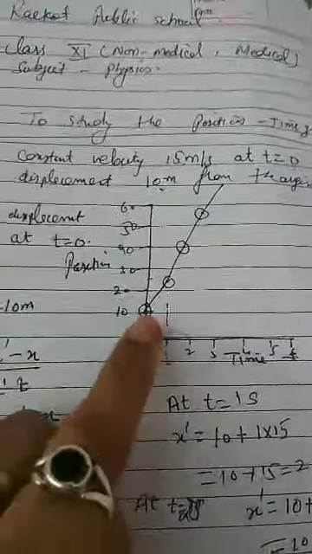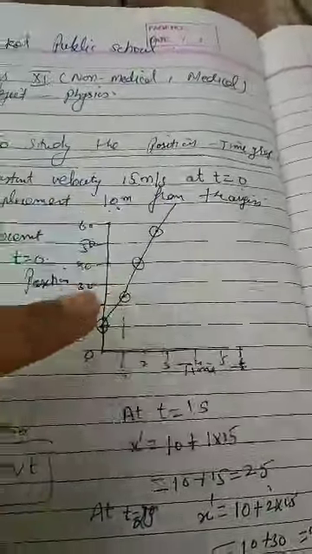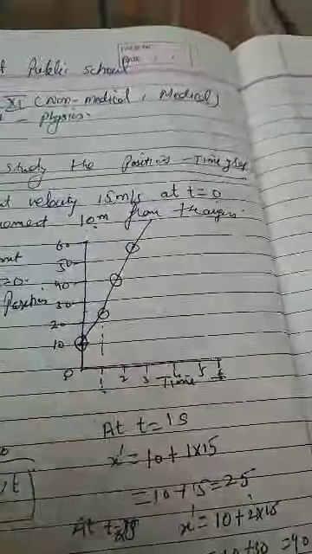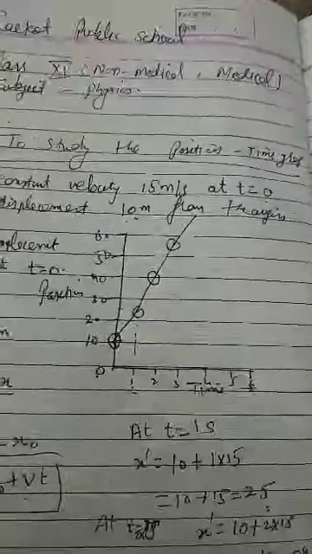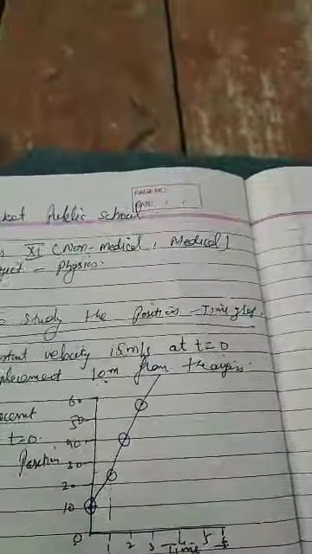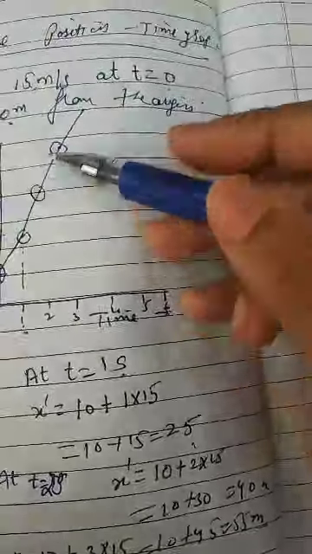graph inclined to the time axis, means it is a straight line but inclined to the time axis, means it makes some angle with the time axis. Clear? Afterwards we have to find the slope of this graph. Now in general we will plot the graph in general form. These are the values we have found out and we have plotted the graph in general form. This graph will be like this.